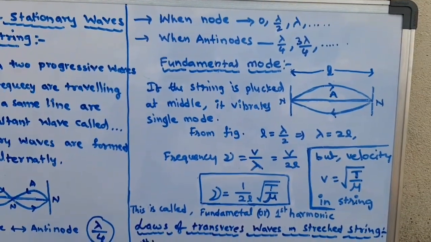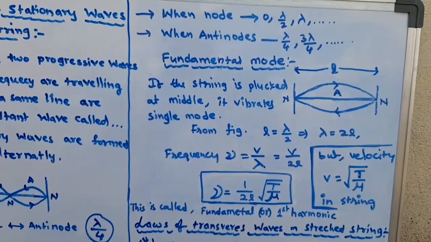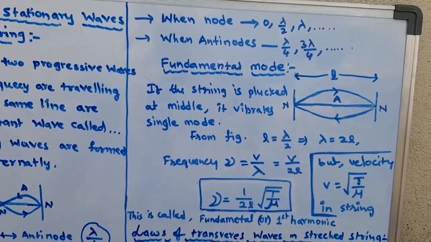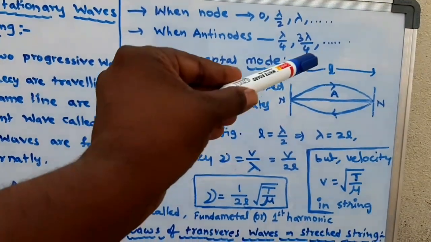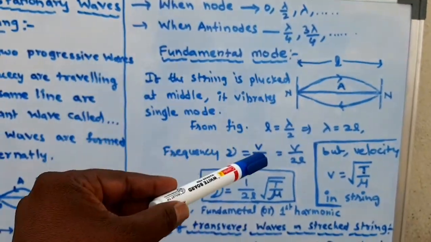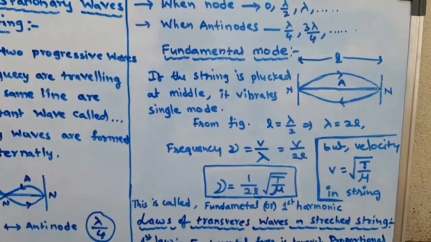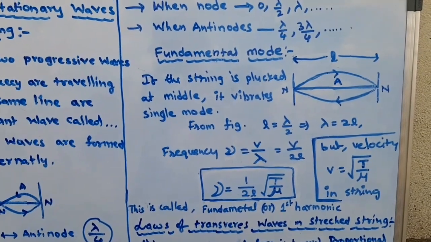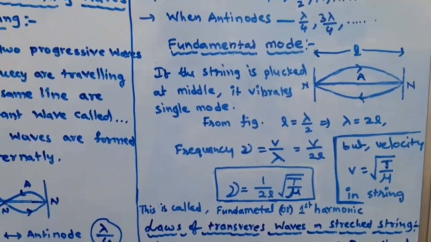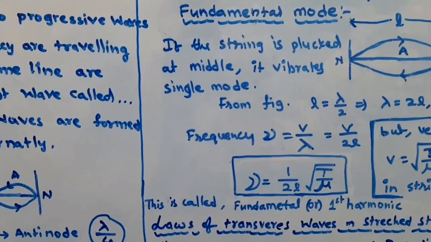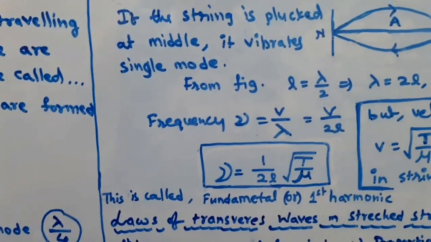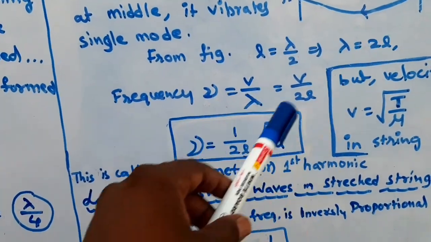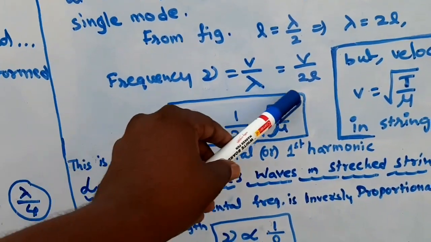From the figure you can understand the length of the string, which I wrote at the top of the diagram. According to the figure, the length of the string is L equals lambda by 2. Then lambda equals 2L by cross multiplying. And what is the frequency? Frequency is velocity by wavelength. The wavelength is 2L, so you substitute: v by 2L.